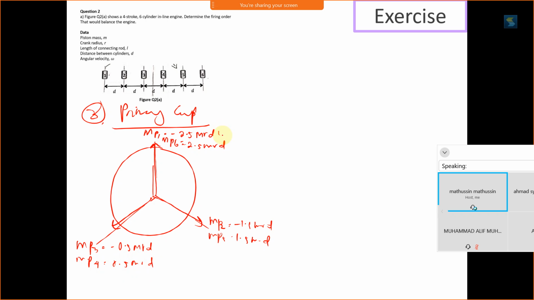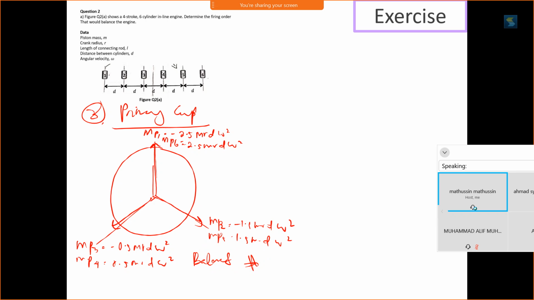Sebenarnya omega square ni, kena buat omega square baru dia complete dia punya formula untuk couple. So kat sini balance ke tak for primary couple? Balance lah kan? So bila kita look at the summation of each cylinder, dia mesti 0. Negative 2.5 plus 2.5 is 0. Negative 1.5 plus 1.5 also 0. Negative 0.5 plus 0.5 is 0. So primary couple is balanced. Okay, balance.